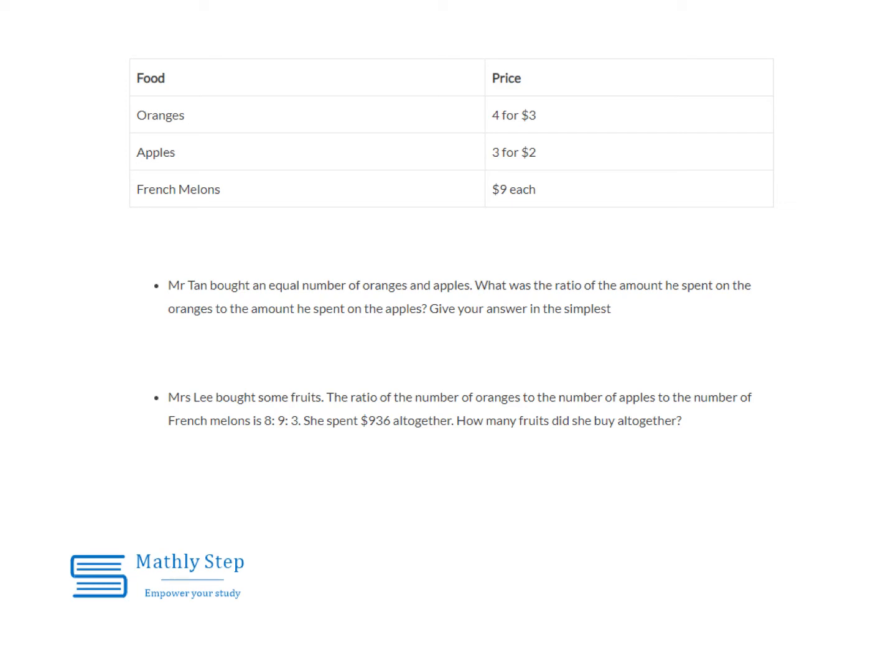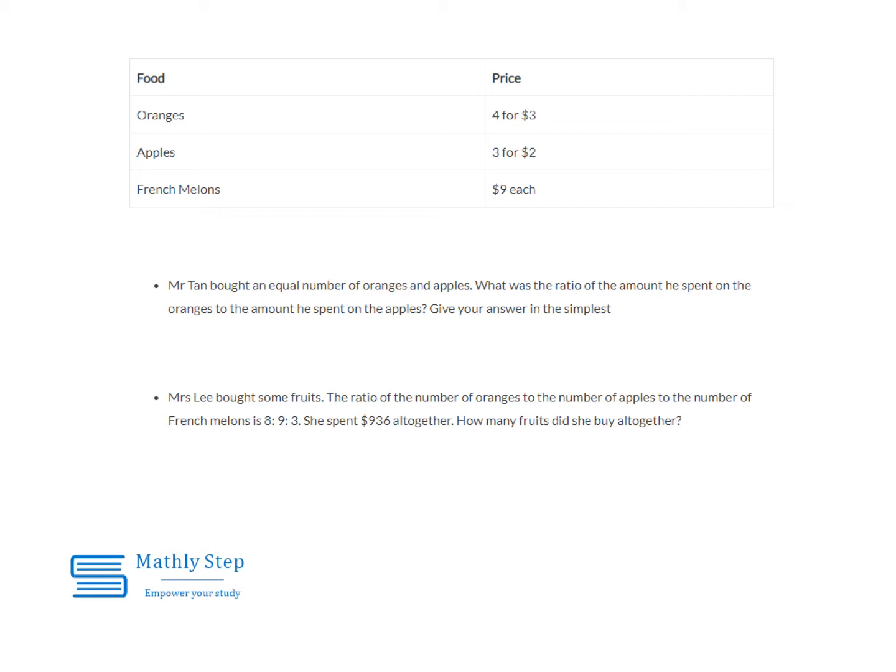The price for the fruits are shown here in this table. Mr. Tan bought an equal number of oranges and apples. What is the ratio of the amount he spent on the orange to the amount he spent on the apple? Give your answer in the simplest form.